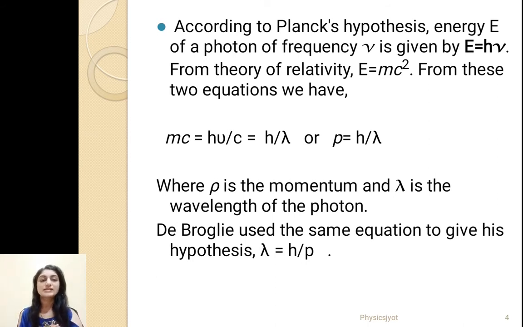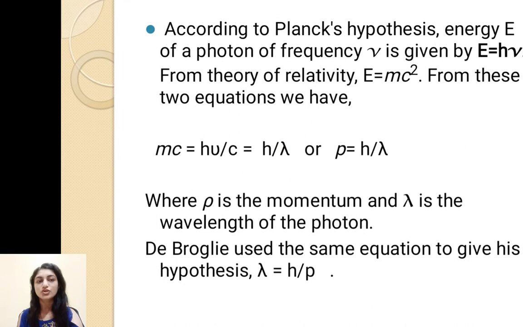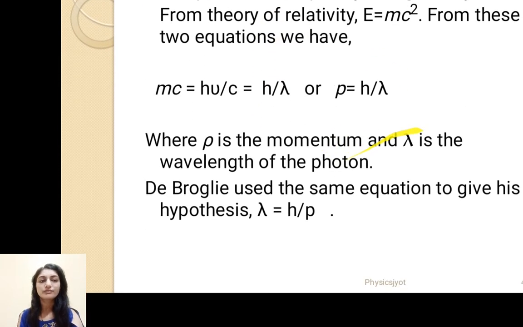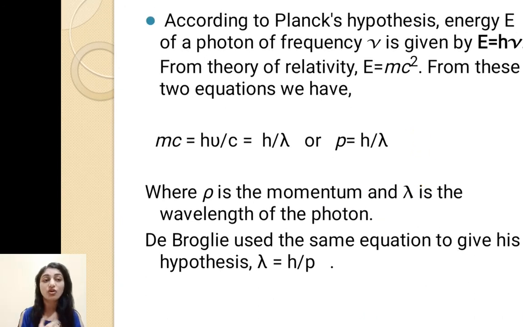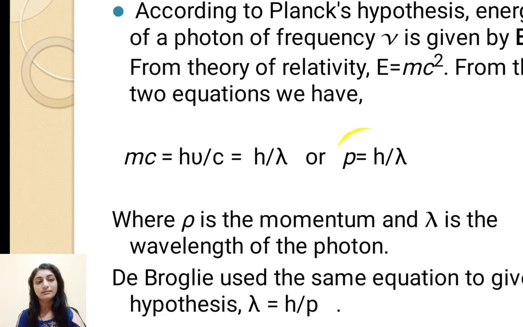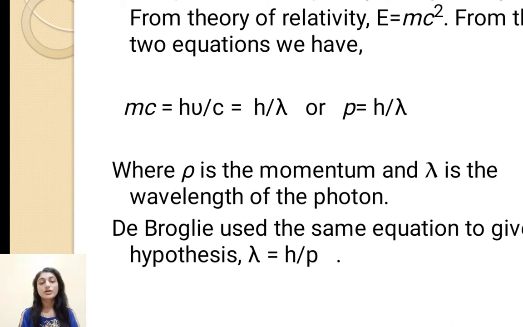That is equal to h by lambda, because nu by c is nothing but 1 by lambda. So I can write h nu by c equals h by lambda, or p equals h by lambda, where p is the momentum and lambda is the wavelength of the photon. So we are getting this equation, p equals h by lambda, and de Broglie used the same equation to give his hypothesis, lambda equals h upon p.